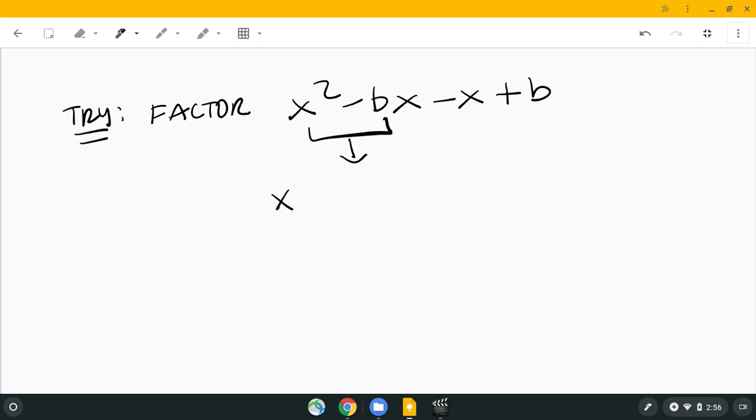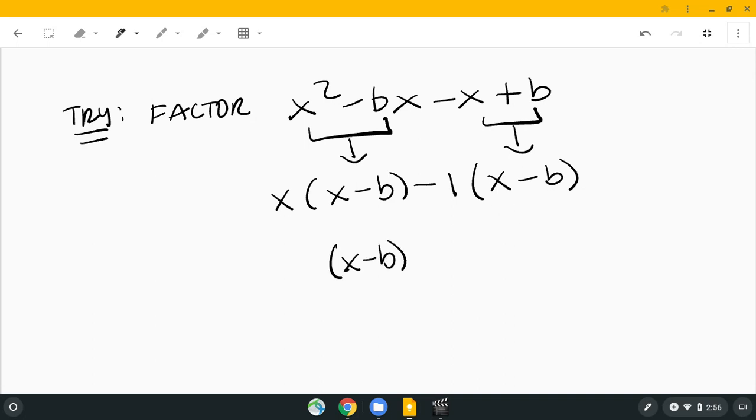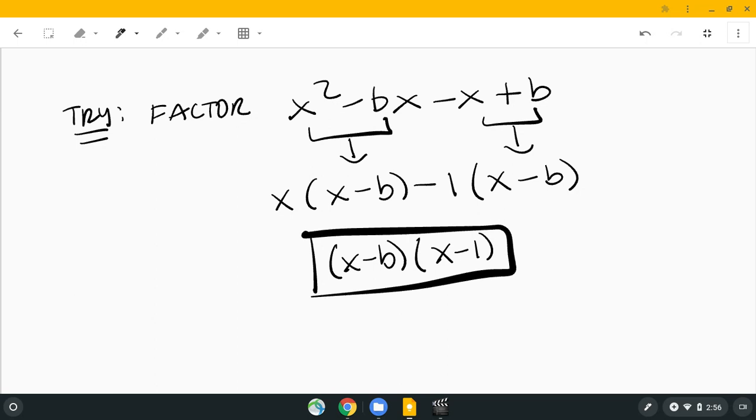Okay, so here, x times x minus b, and then here, that's going to be a negative. They don't have anything in common, so I'll use a 1, and then I'll have that. The parentheses match, so that's what's going to go here. If I take this out and take this out, I'll be left with x minus 1. So if you got this, then you are correct.